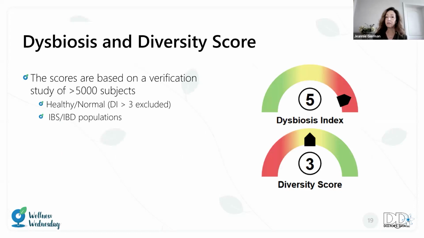The dysbiosis and diversity scores are unique to the GI360. The scores are based on over 5,000 subjects. So just be aware that these are very heavily researched and validated. And we use the IBS population and the IBD population, comparing them to determine what is healthy.